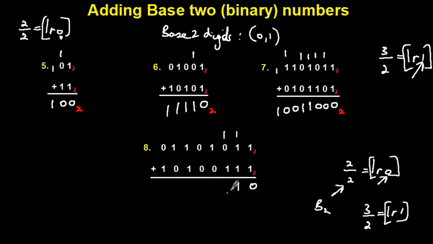And 1 plus 1, that is 2. So based on previous examples, we put our 0, carry a 1. 1 plus 1, 2, put a 0, carry a 1. 1 plus 0 plus 0, 1. 1 plus 1, that's 2. Put your 0, carry a 1. 1 plus 1, 2, put a 0, carry a 1. 1 plus 1, 2, put a 0, carry a 1. 1 plus 0, 1. And remember, we're in base 2.